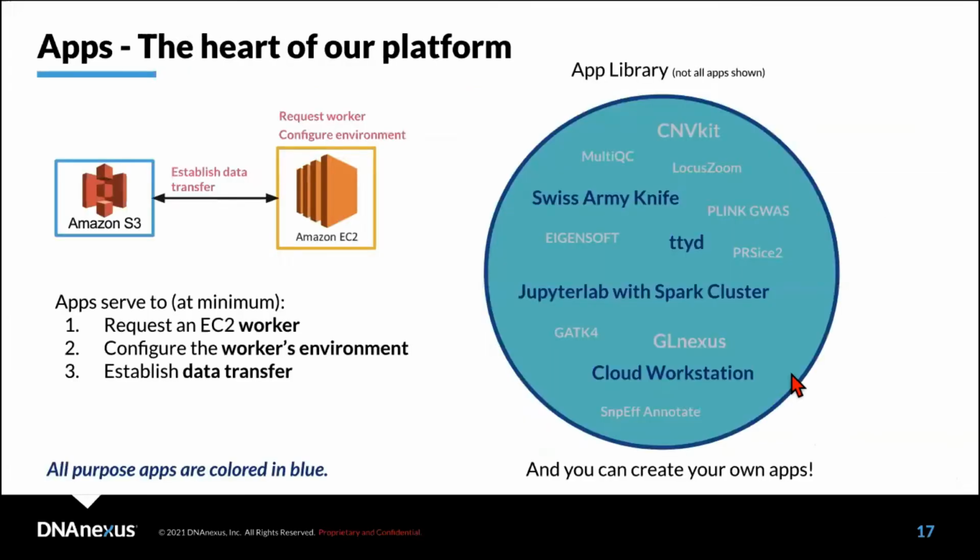So this section is called running your apps, and this is because apps are the heart of our platform. So here you can see a subset of apps that we have. The apps in blue are general purpose apps or all purpose apps. So what an app can do for you on UKB RAP is at least request an EC2 worker for you based on what you specified in your configuration, and also establish data transfer from the project to the worker and back.